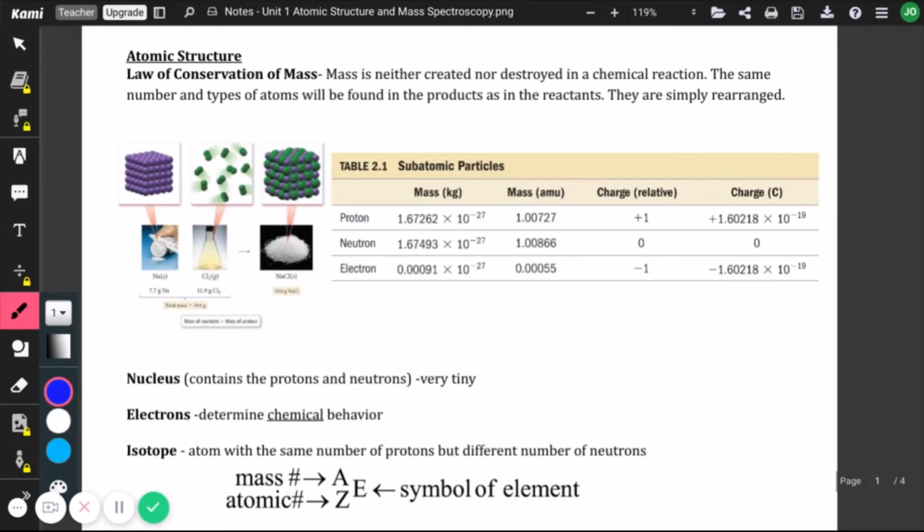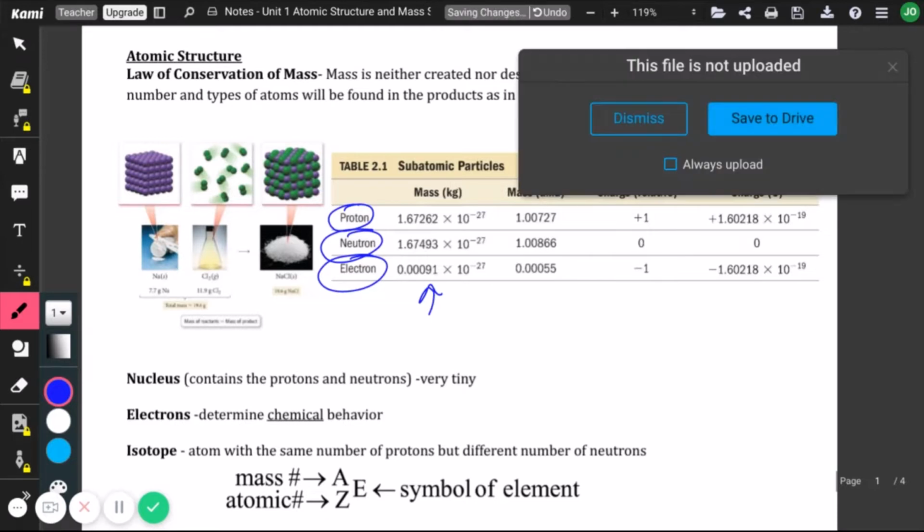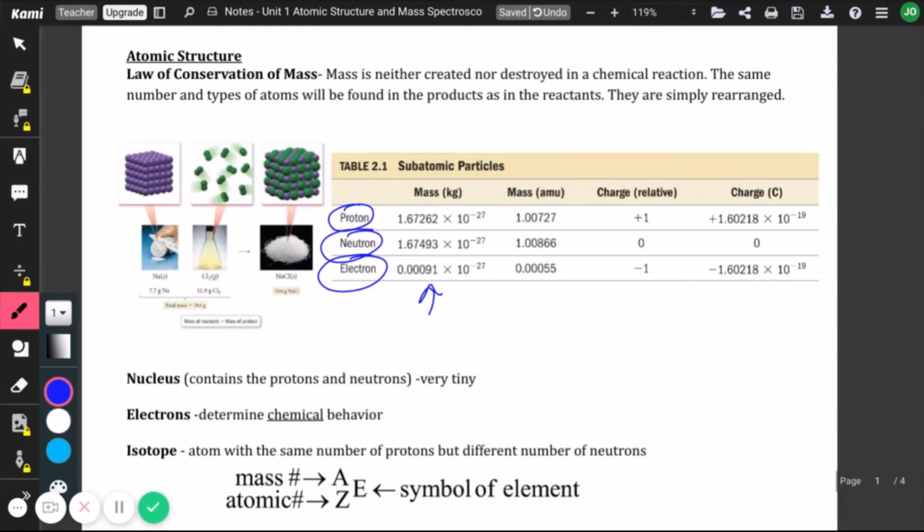For our subatomic particles, protons, neutrons, and electrons, these would be what we have. And they actually do have a mass. Even electrons do. But a lot of times the mass is not very much. Specifically with an electron, it's extremely small.